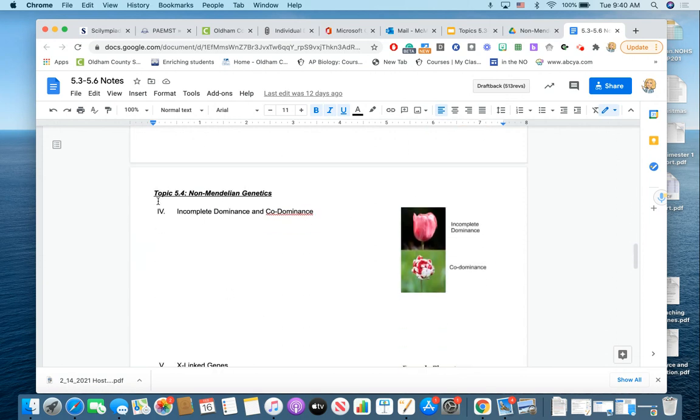We are starting topic 5.4, which is all about differences from what Mendel thought was the way that traits were inherited. His idea was called complete dominance, which means if you have one dominant allele, you're going to express the dominant trait. Although that is true for what he saw in pea plants in particular, we know that there are other instances that fall outside of that. So we're going to look at what are called non-Mendelian patterns of inheritance.